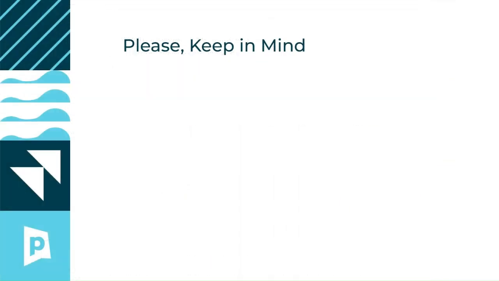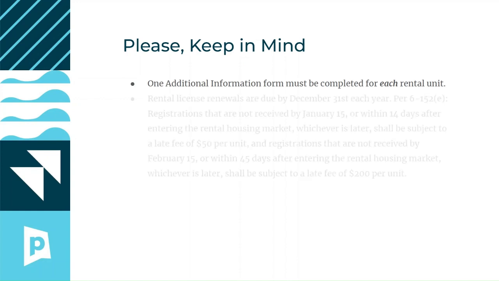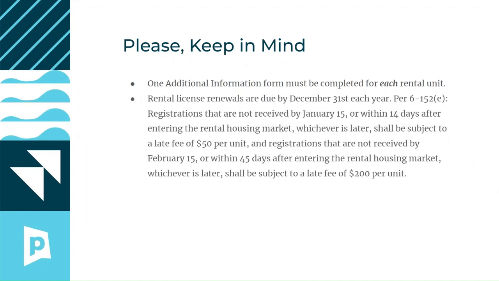When filling out the additional information form, keep a few things in mind. One additional information form must be completed for each rental unit. License renewals are due by December 31st every year. Renewals not completed within 14 days of their expiration will be subject to late fees of $50 per unit. Renewals not completed within 45 days of their expiration will be subject to late fees of $200 per unit.